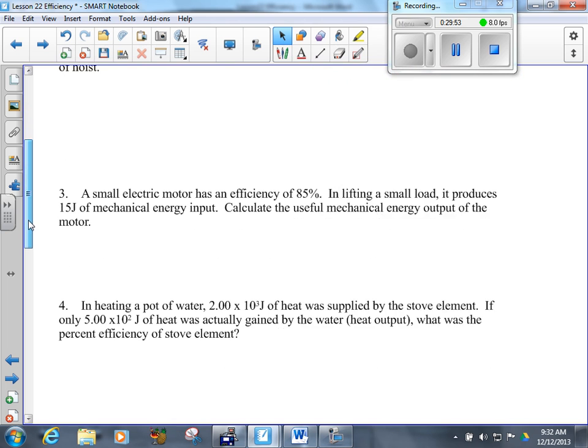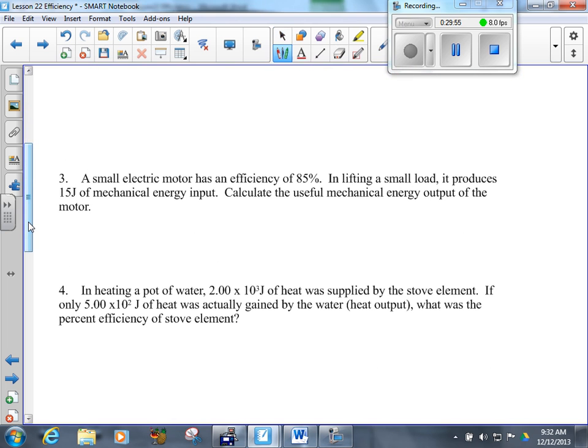We need to go over number 3. All right, so we've got a small electric motor that runs at 85% efficiency, so our efficiency is 0.85. In lifting a small load, it takes 15 joules of mechanical energy input. We're trying to calculate the useful mechanical energy output of the motor. So we know the input work is 15 joules, and we're trying to find the useful work being put out.